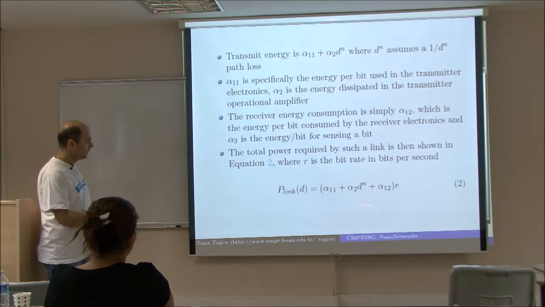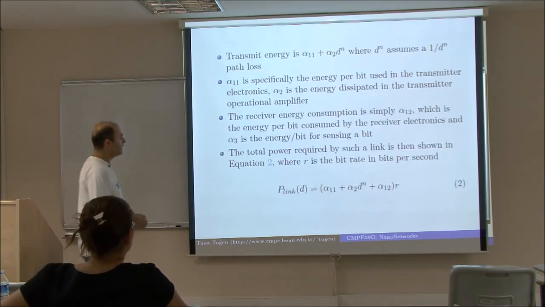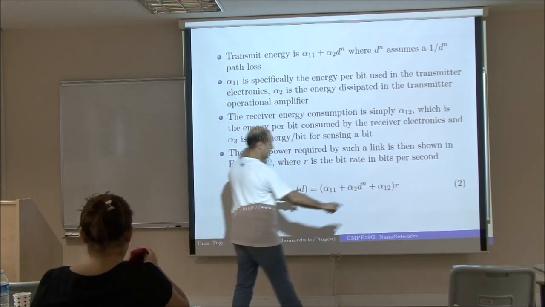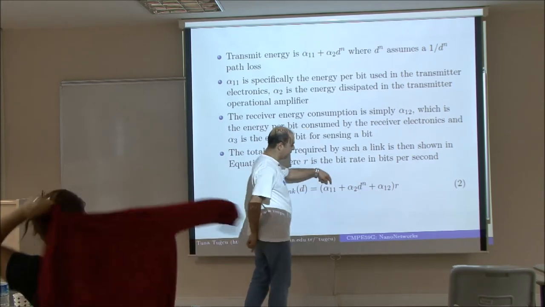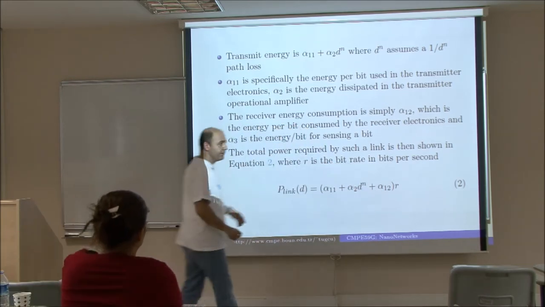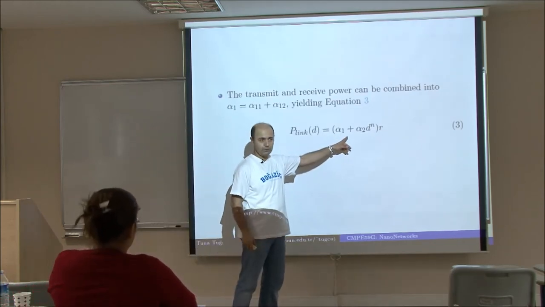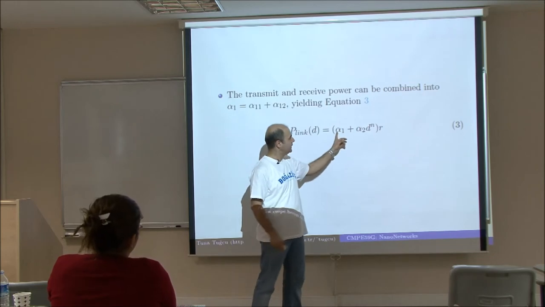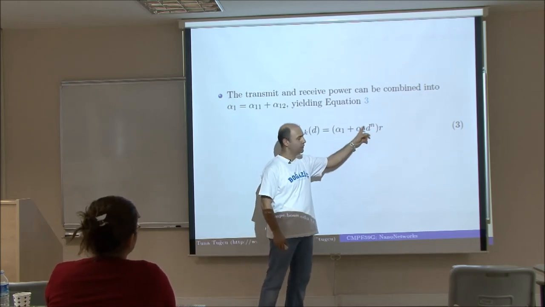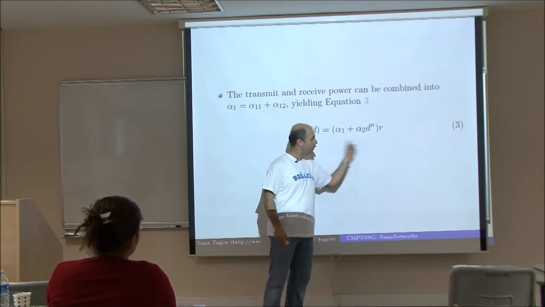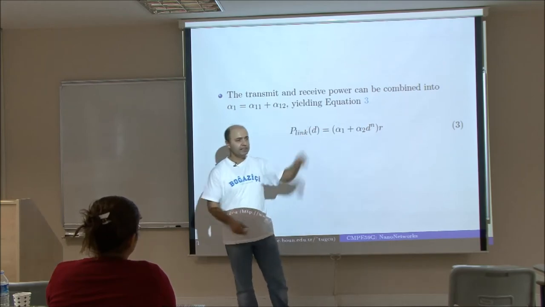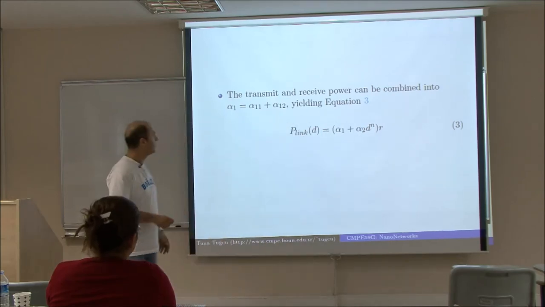Taking this, what we can do is add these alpha 11 and alpha 12 together, and represent it all together as alpha 1. Just their sum. Then it would be alpha 1 plus alpha 2 times d to the n, all together times r. This is just rewriting the previous equation, nothing new. Okay?